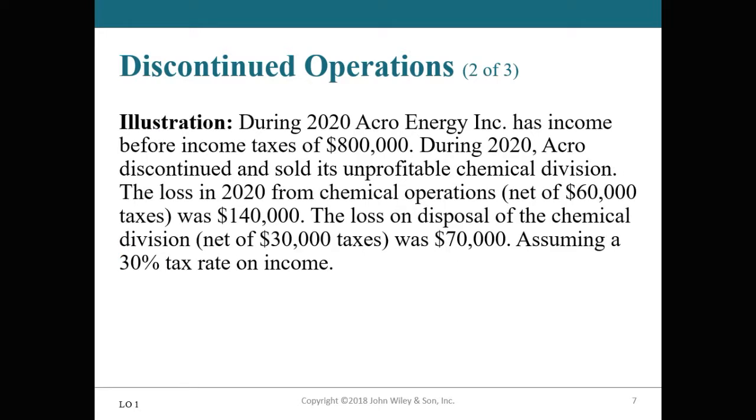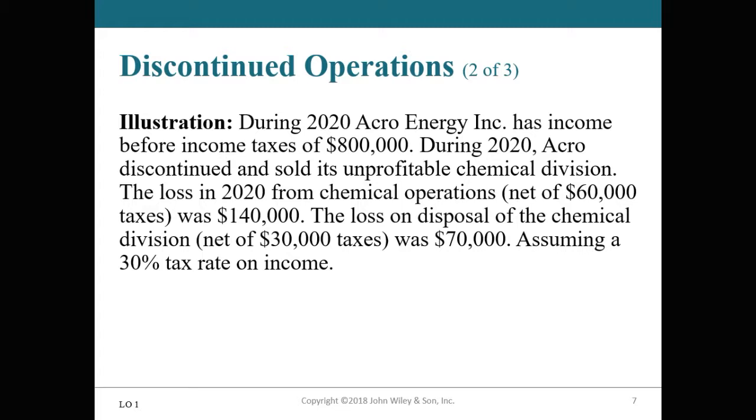So let's just take a minute and look at an illustration on this. During 2020, Acro Energy has income before income taxes of $800,000. During 2020, Acro discontinued and sold the unprofitable chemical division. The loss in 2020 from the operations of the unprofitable chemical division, net of $60,000 taxes, was $140,000. The loss on the disposal of that actual division, net of $30,000 of taxes, was $70,000.